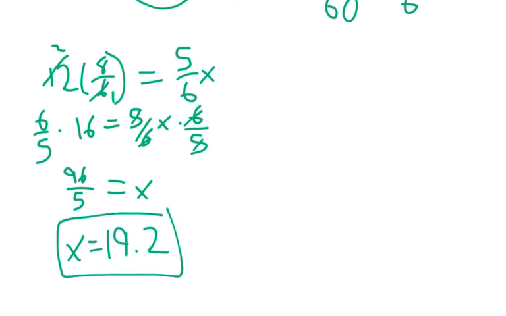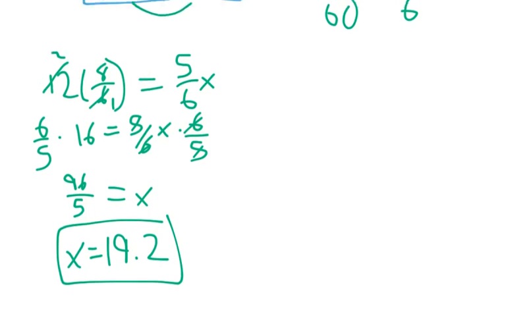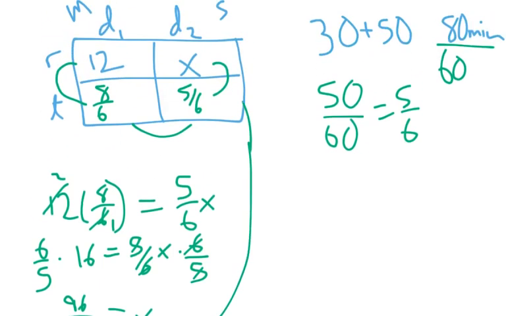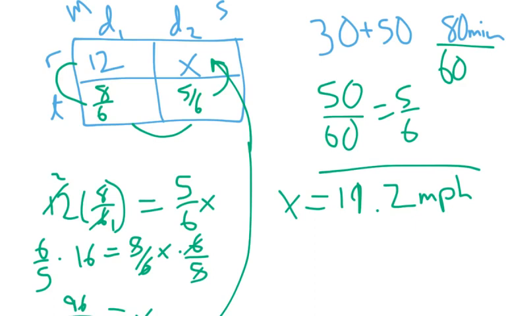And then I just have to think about, what does this represent? Well, I go back up here. Oops, got my eraser on. Go back up here. X was a speed. And so if x equals 19.2, that means that is miles per hour. Okay, so I get it.